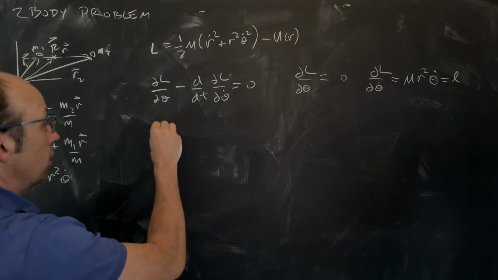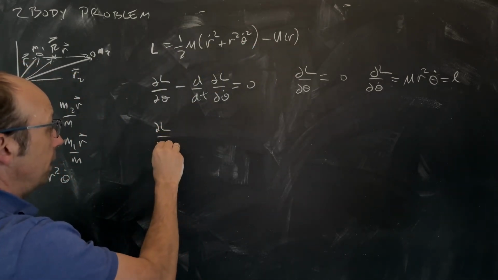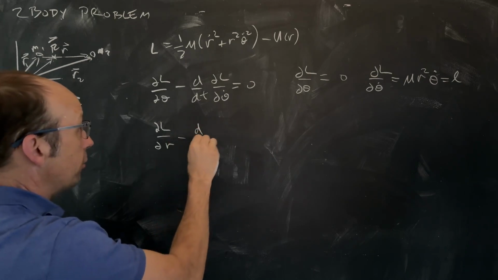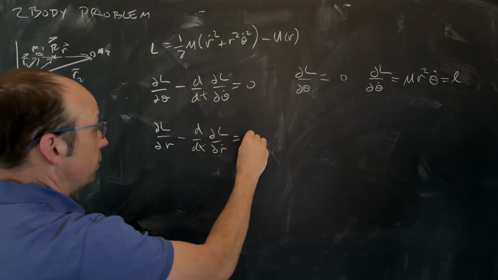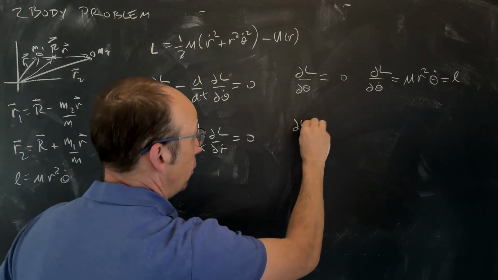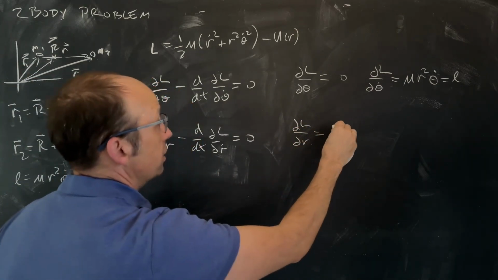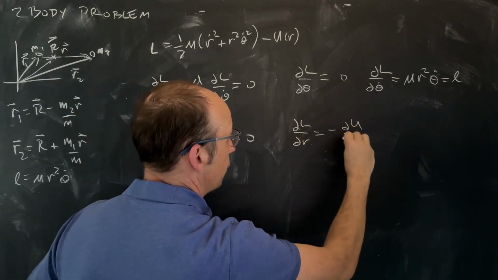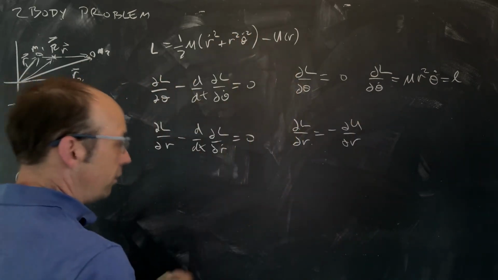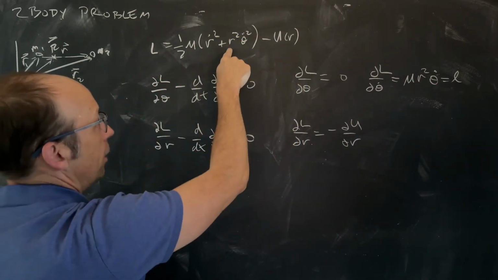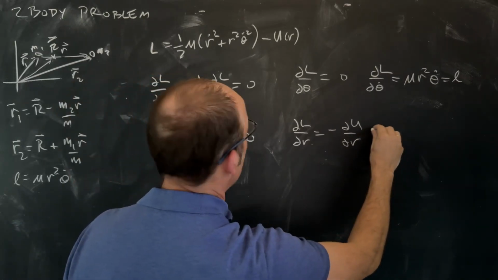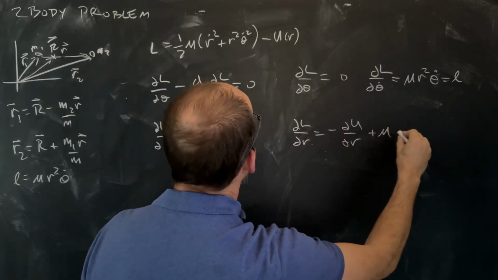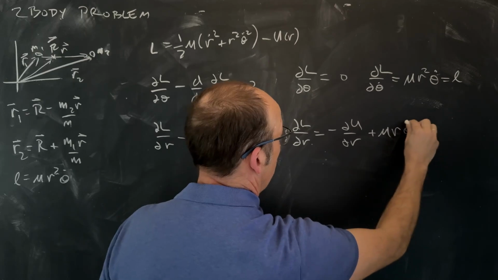Now let's do the r. The partial of L with respect to r minus the time derivative of the partial of L with respect to r dot is equal to 0. So the partial of L with respect to r is just negative the partial of U with respect to r, right? That's the only, oh, no, that's not true. Okay, I do have that, but I also have that term right there. So I get plus mu r theta dot squared.